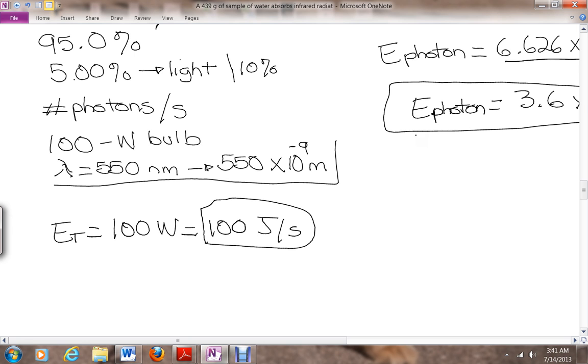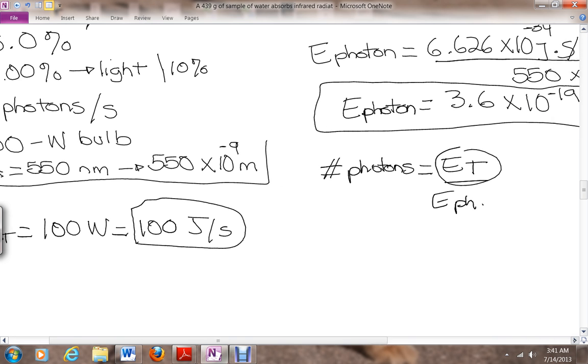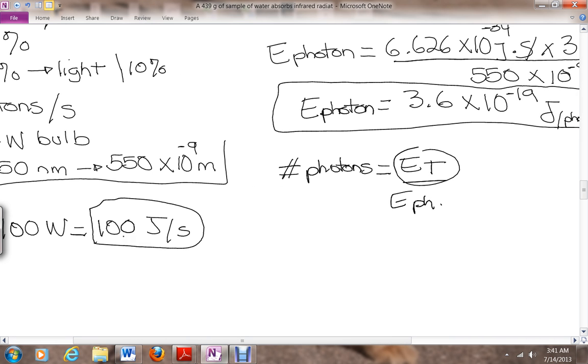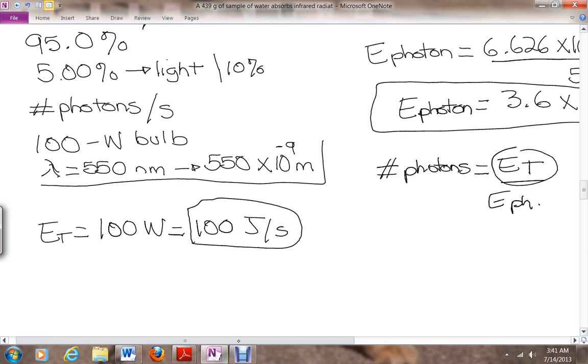So to calculate the number of photons, we divide the total energy by the energy of a photon. This total energy is given in joules per second, because it's the energy from the bulb in watts. So that way we can calculate the number of photons per second. Let me do it and we'll see it better.